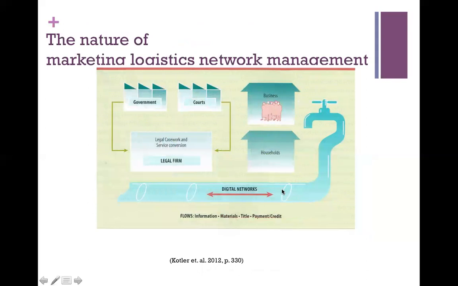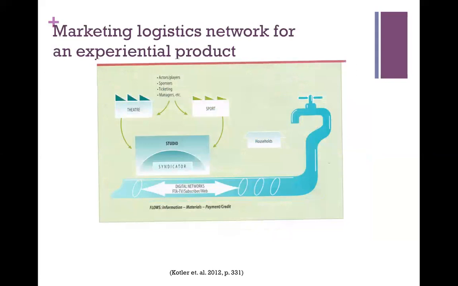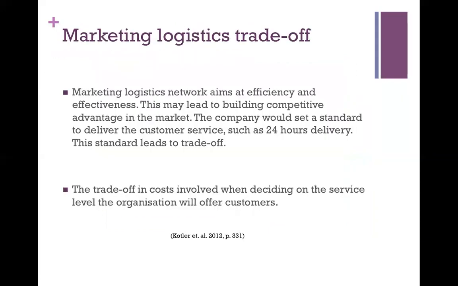And this is just another logistic network, for the services industry and also experiential products such as events, which is basically sharing a similar way. The keyword in the marketing logistics network is actually efficiency and effectiveness. Efficiency and effectiveness are quite critical for us in the marketing logistics network, all right?